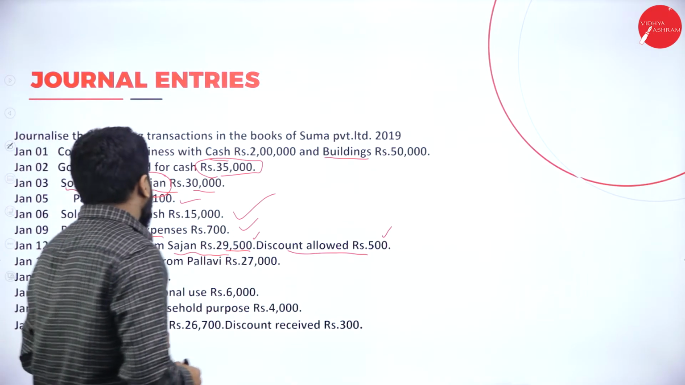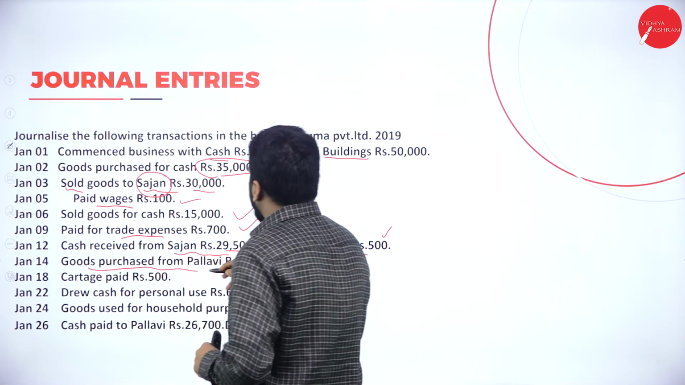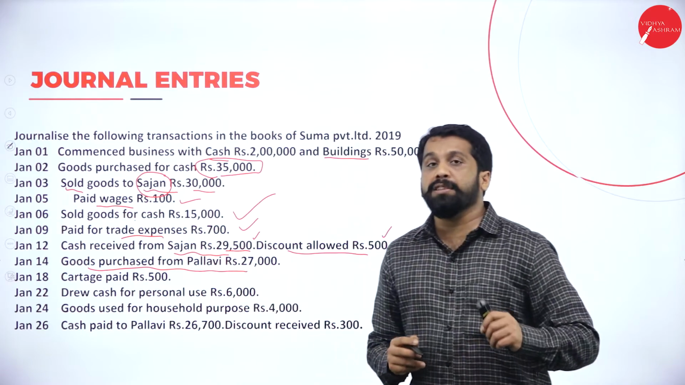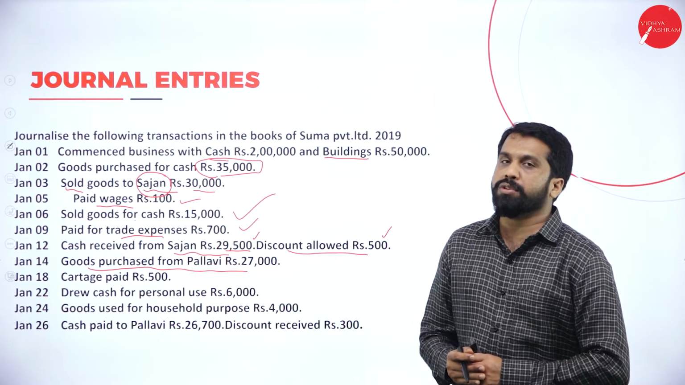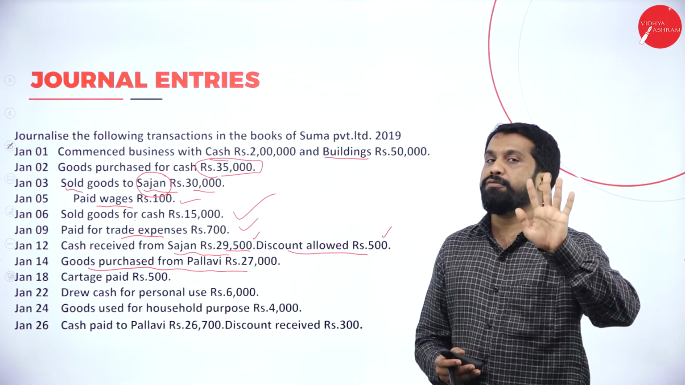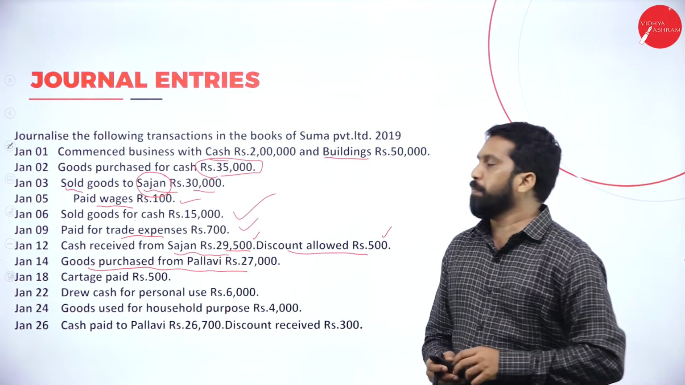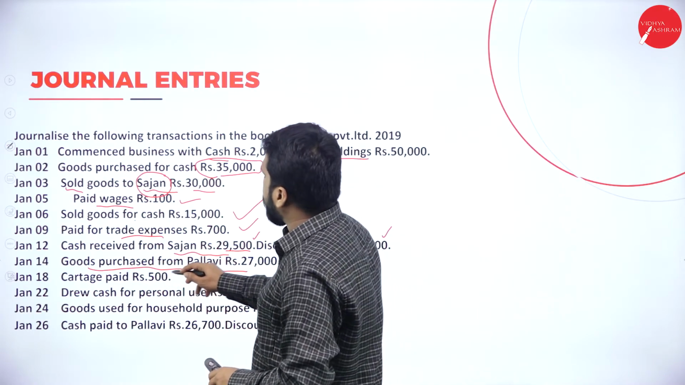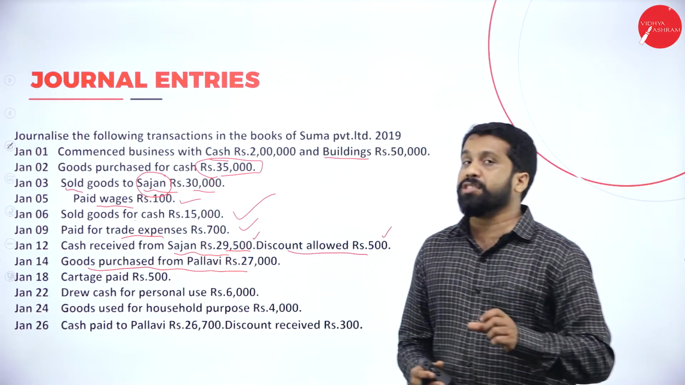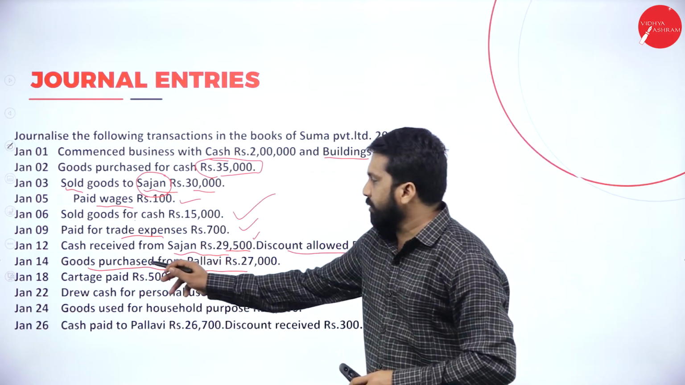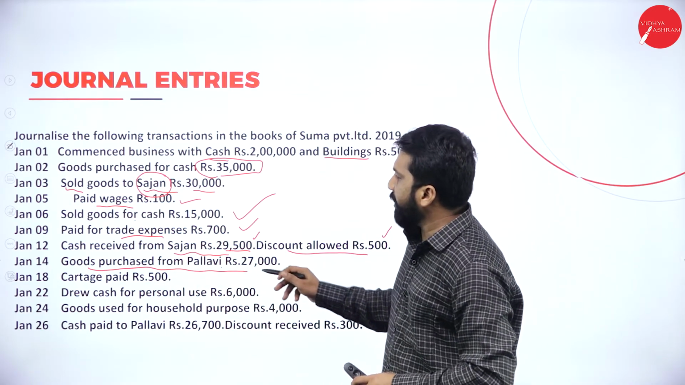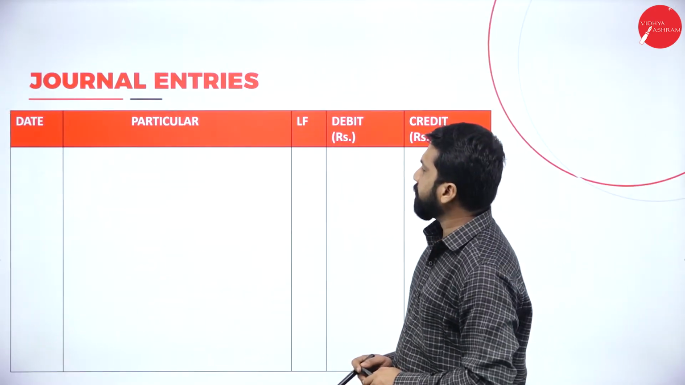Your next one is what? Goods purchased from Pallavi. Have they mentioned anywhere the word cash? No. If cash is not there, what should you use? Your logic number 5: you should use the name. Goods purchased. When you purchase, always what? Up. Purchase always up. Purchase account debit to Pallavi account, 27,000.